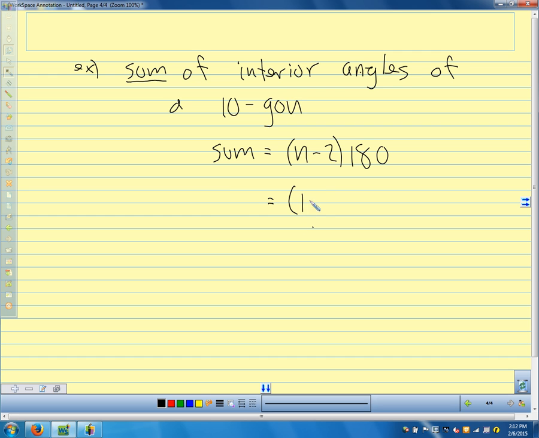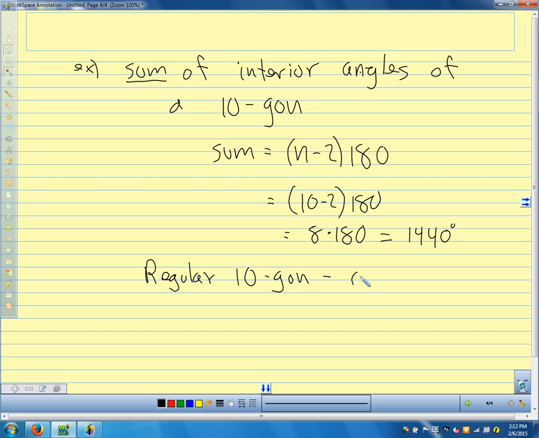So the sum is 10 minus 2 times 180. We get 8 times 180. And that equals, when we plug that in our calculator and calculate, 1440. 1440 degrees would be the sum of the interior angles of a decagon. What if the question asked us, what if we had a regular decagon and we wanted one interior angle?